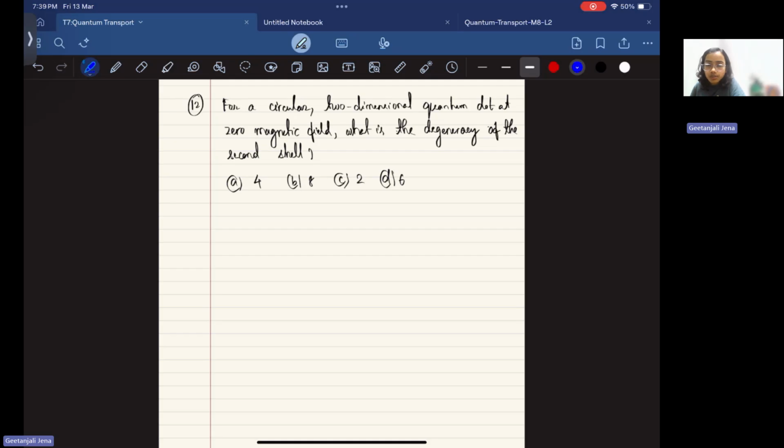Okay, for question number 12, we have a circular two-dimensional quantum dot at zero magnetic field. What is the degeneracy of the second shell? This is a directly conceptual question. So if you recall, the degeneracy of the second shell is 4. Option A.